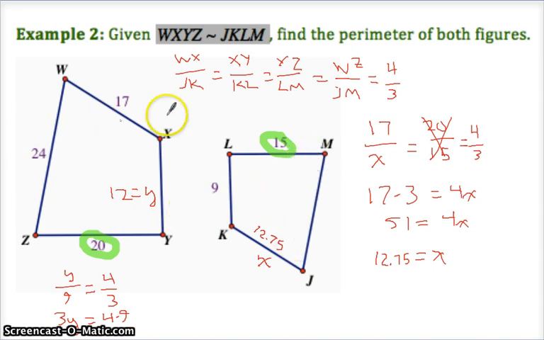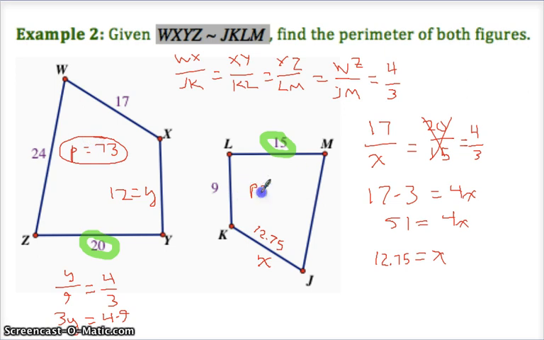I'll show you why. Let's do this perimeter. The question was find the perimeter of both. So the perimeter over here, oh my gosh, okay, 20, 32, 42, 49, 53, I get 73. If that's the perimeter over here, what's the perimeter over here?